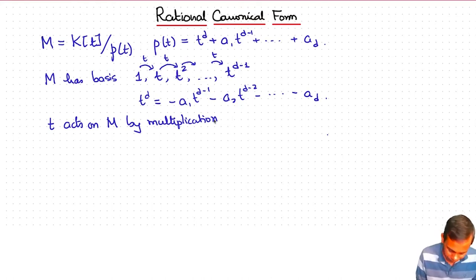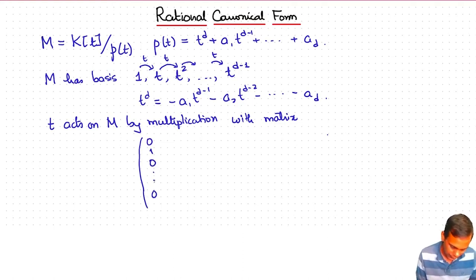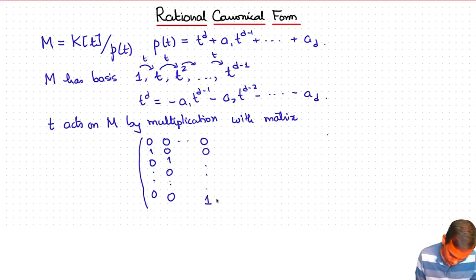So the matrix of this action of T is given by 0, 1, 0, 0. This is just saying that the first basis vector goes to the second basis vector. Saying that the second basis vector goes to the third basis vector is this, and so on. And the d minus first basis vector, which is T to the d minus 2, goes to the d-th basis vector, which is T to the power d minus 1. And then T to the power d minus 1 goes to this vector, which I can write as minus ad, minus a(d minus 1), all the way down to minus a1.